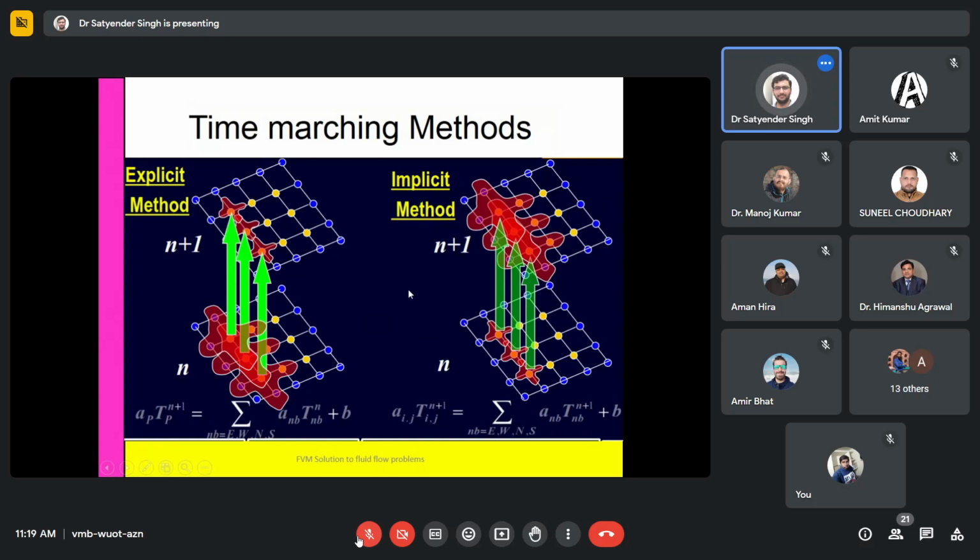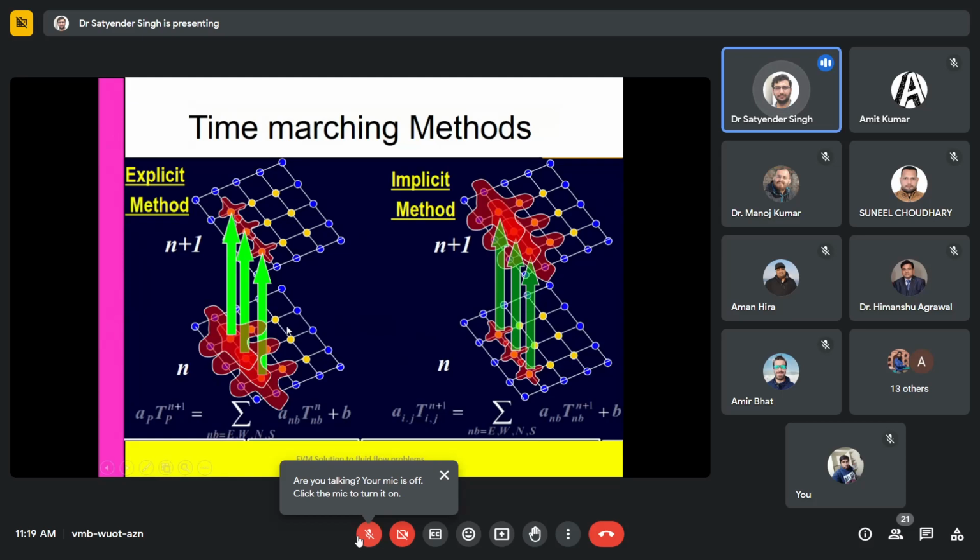So time matching schemes, or methods, we have. We have the explicit method, the implicit method, and then we have the midpoint method, also the Crank-Nicolson method, which is a semi-implicit method. For most of the time in the finite volume method, we go with the full explicit and full implicit method. So what happens in the explicit method?